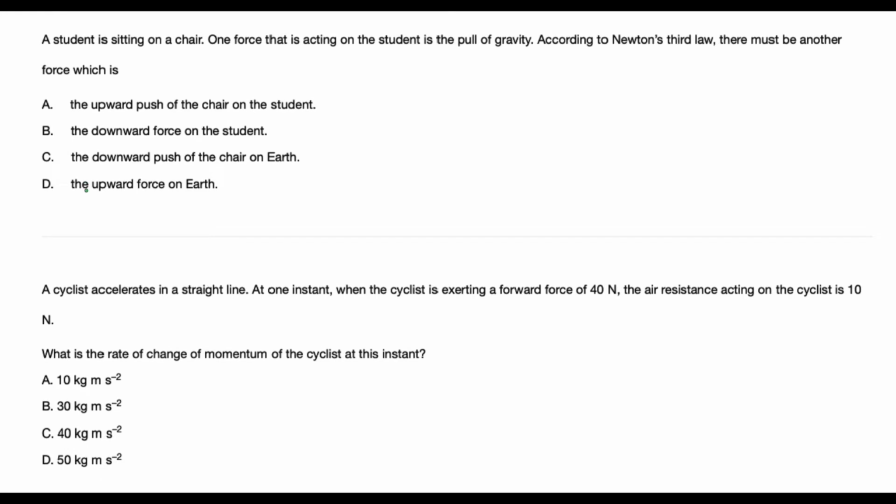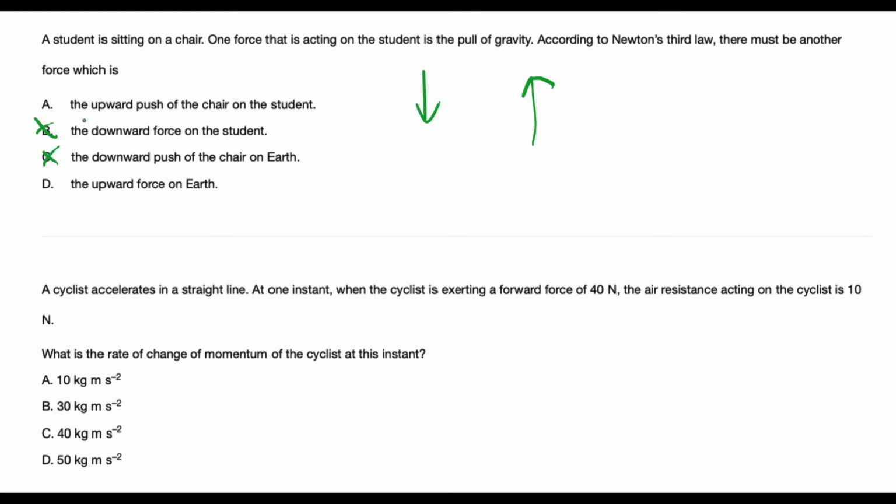A student is sitting on a chair. One force acting on the student is the pull of gravity. According to Newton's third law, there must be another force, which is what? So according to Newton's third law, each applied force has a reaction force that's equal in magnitude but different in direction, right? So because gravity is pulling downward, this direction must be upward. Right? So B and C are wrong.